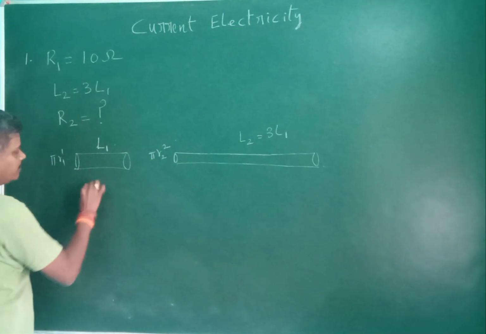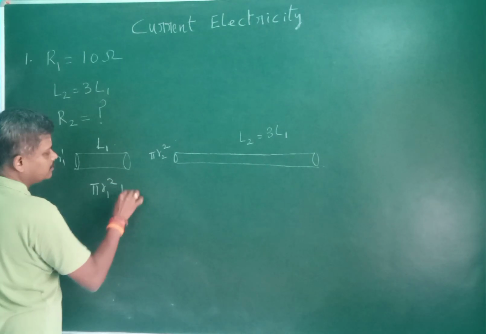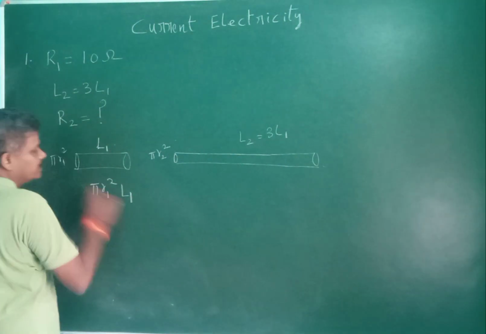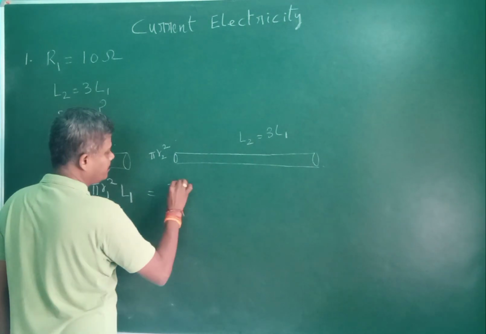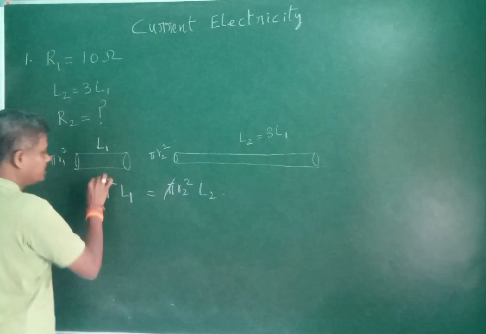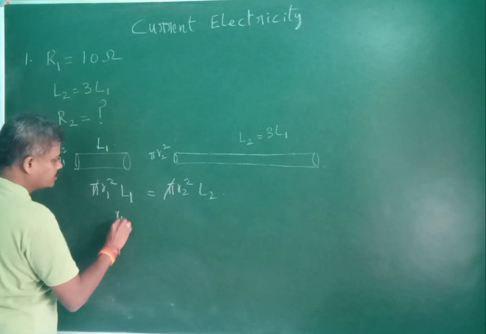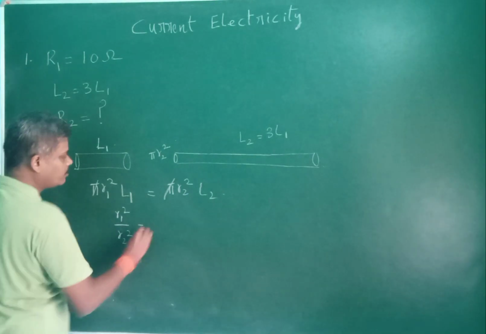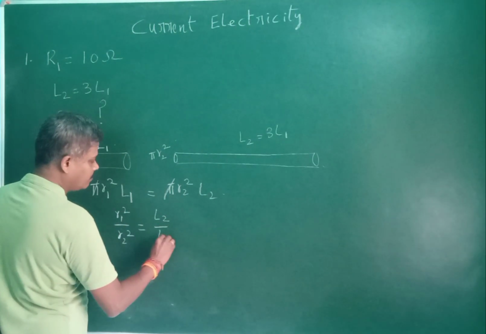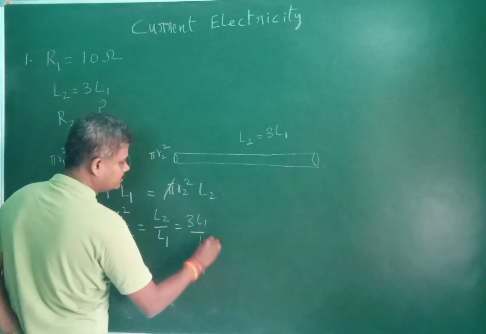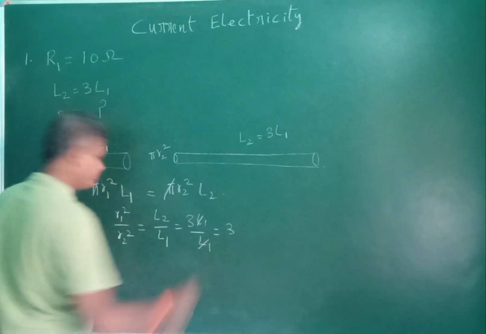Initial volume of the wire is given by pi r1 square L1, that is equal to the final volume of the wire, pi r2 square L2. Then we can write r1 square by r2 square is equal to L2 by L1, that is 3L1 by L1, that is 3.